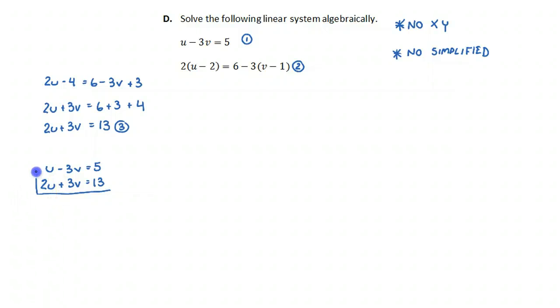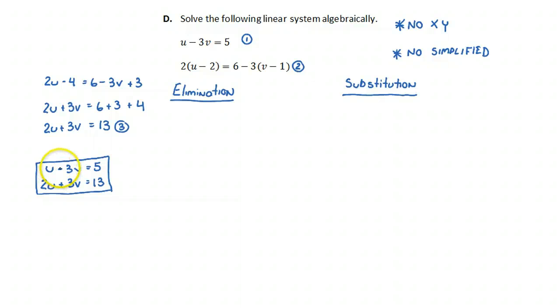Now remember, we have two approaches to solving systems of equations algebraically. One approach is called elimination, and the second approach is called substitution. Which approach you use actually makes no difference. Often one approach is easier than the other, but again, that's often a personal preference and where your comfort level is in your algebra.